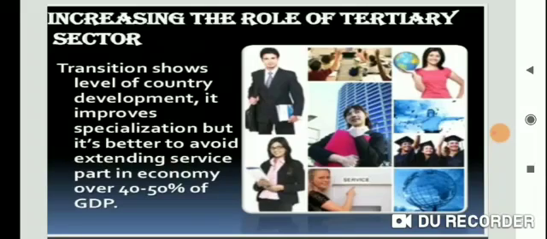But it is better to avoid extending the service sector in the economy beyond 40 to 50% of GDP, and globalization has introduced new services into the market, like information technology and communication services.